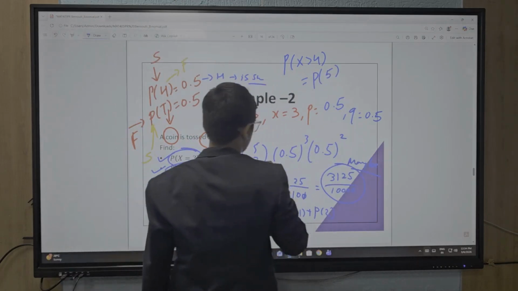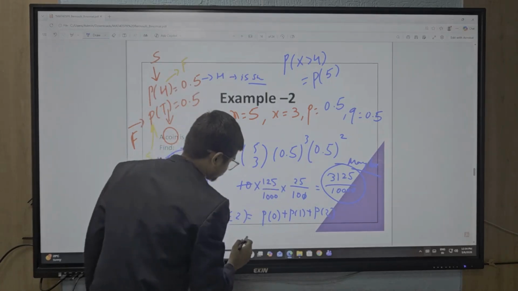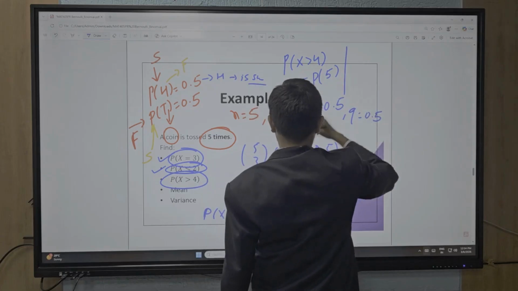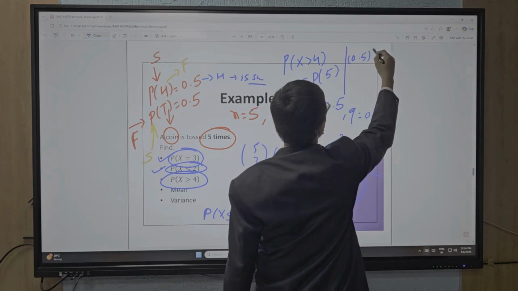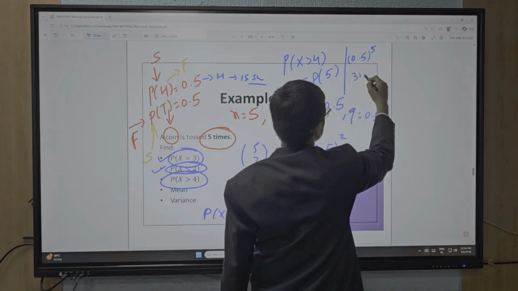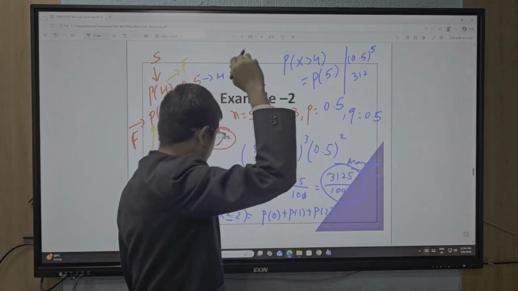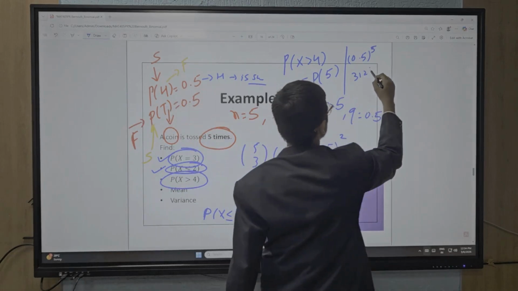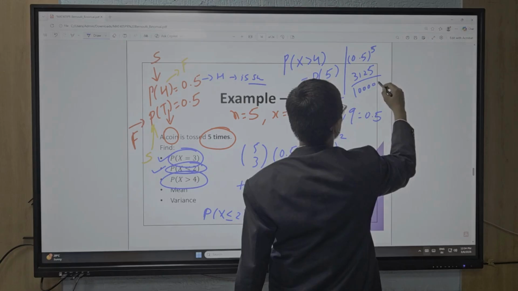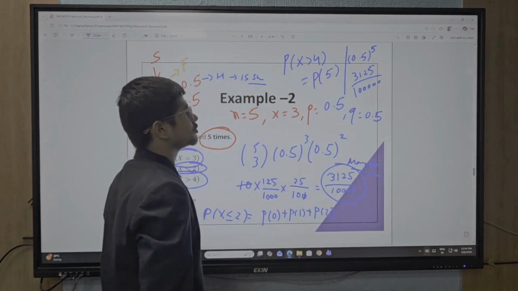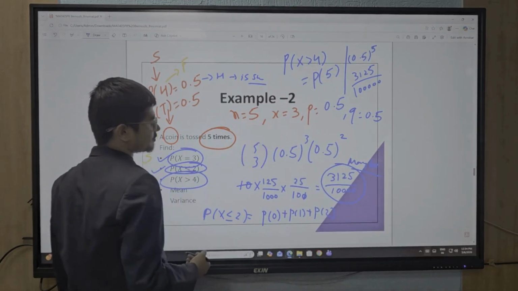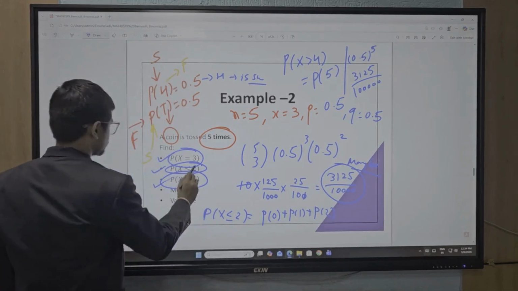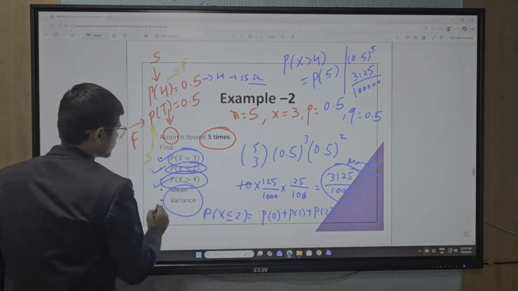By putting here P of 5, which is 0.5 to the power 5, you can get this answer also. So in this way you can calculate this. So now what are the mean and variance?